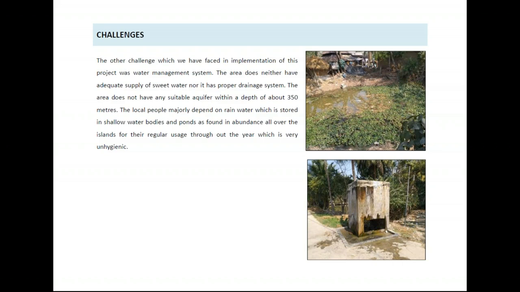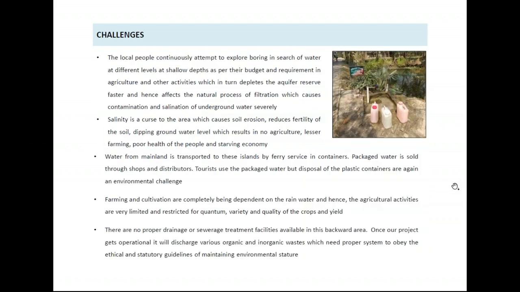The other challenge which we have faced in implementation of this project was the water management system. The area has neither adequate supply of sweet water nor a proper drainage system. The area does not have any suitable aquifer within a depth of about 350 meters from the existing ground level. The local people majorly depend on rainwater, which is stored in shallow water bodies and ponds as found in abundance all over the islands for their regular usage throughout the year, which is very, very unhygienic. They do all their regular activities with this stored, stagnant water only.